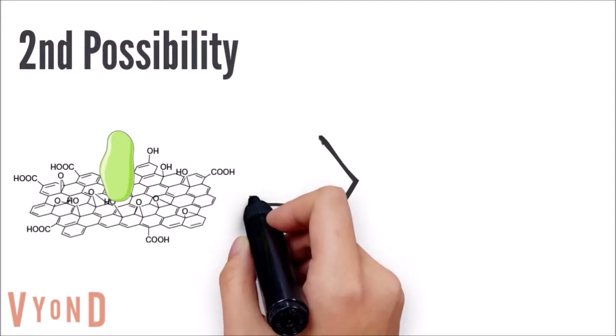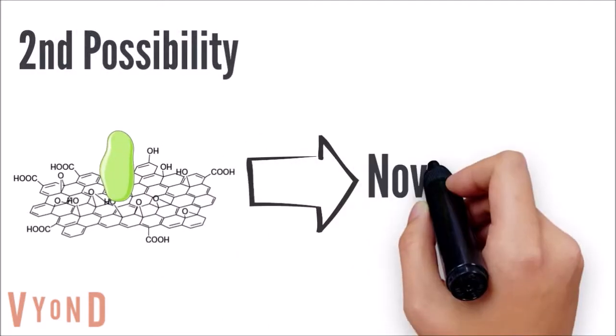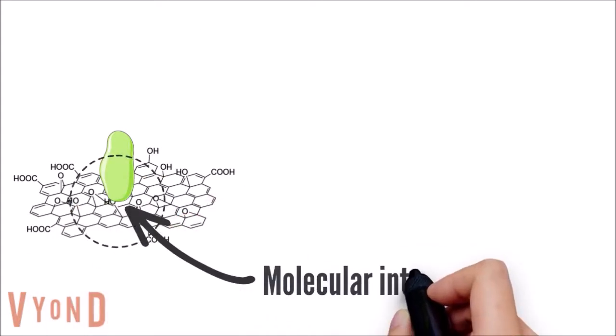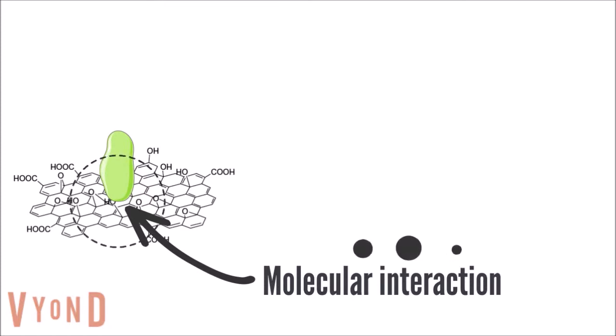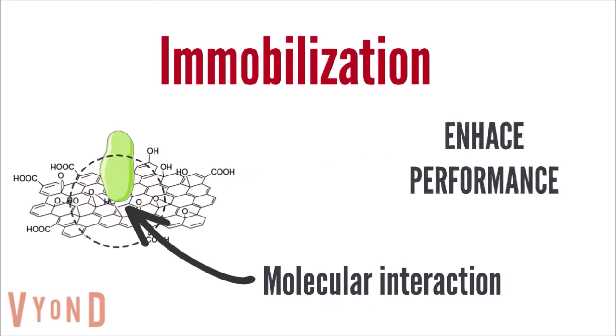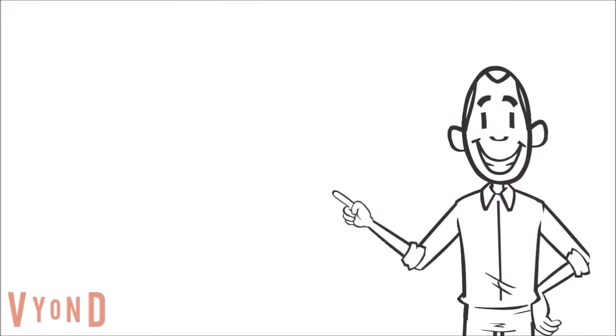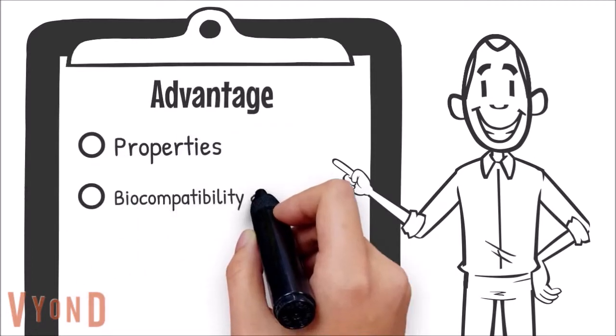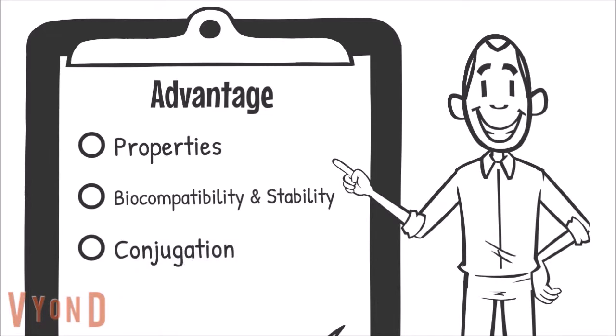The second possibility represents purposefully preparing a novel complex between protein and GO, because a significant portion of GO-based applications is based on the molecular interaction between GO and proteins. According to this possibility, immobilization of proteins on a solid substrate improves their performance. The GO protein complex shows several advantages, such as unique biological and chemical properties, higher biocompatibility and stability, ability of conjugation to target receptors, and cell internalization.